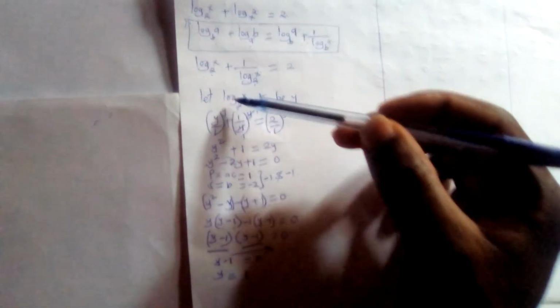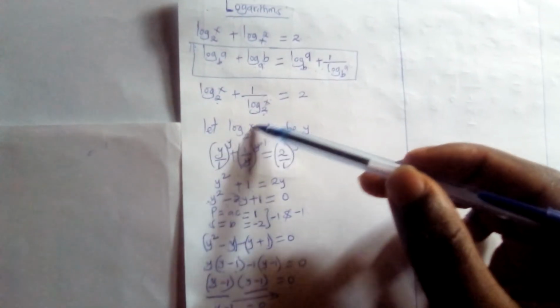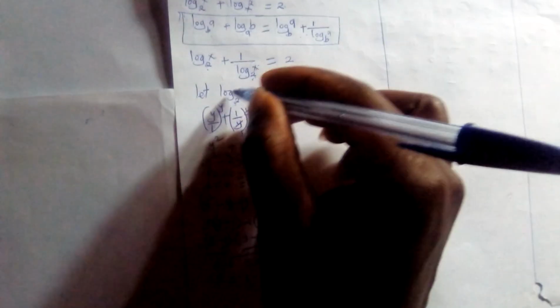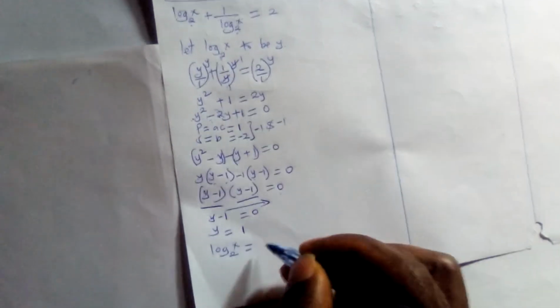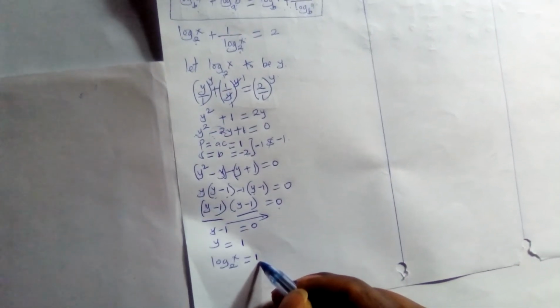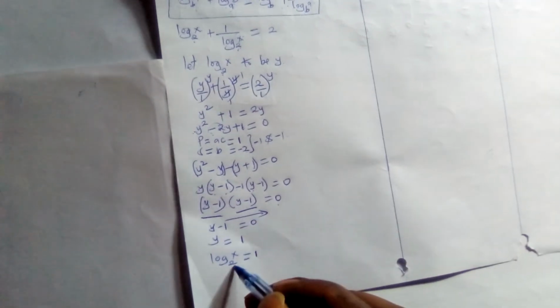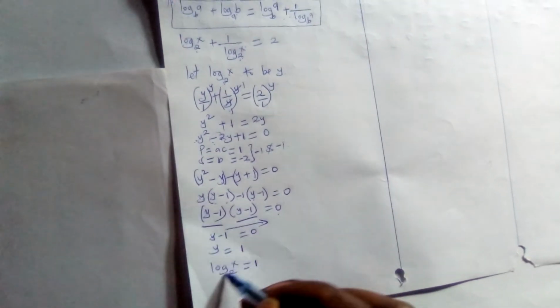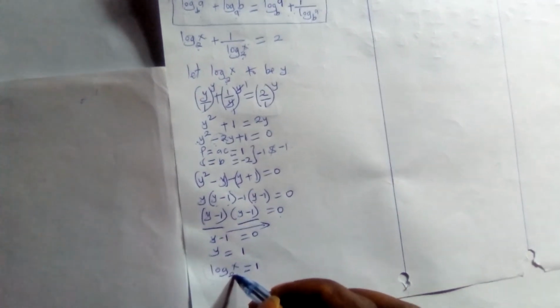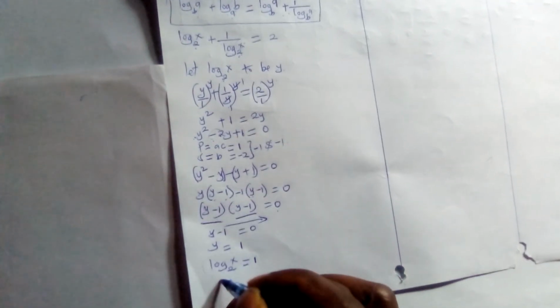Now since I said here that let log x base 2 is equal to y, therefore I'll now come and say log x base 2 is equal to y, and my y now is 1. So I'll write 1 there. Now when you look at this problem, it is under a logarithmic notation. So to get the final answer, you are supposed to write the problem under index notation.